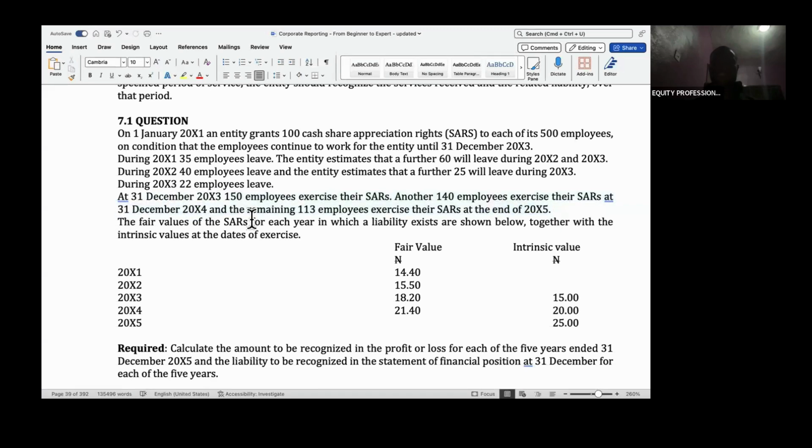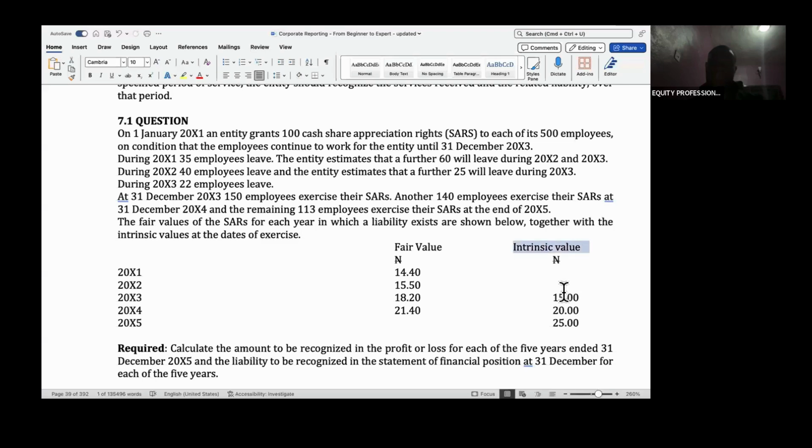We are told the fair value of the share acquisition right for each year in which the liability exists, as shown below, together with the intrinsic value at the date of the exercise. So they give us the fair value of those rights. And you see, this fair value at each year end of those rights, this is how we measure cash settled. They are measured based on the fair value of the right at each year end. And I told you that that is a point of difference between cash settled and equity settled. For equity settled, it is measured at the fair value of the options at the grant date. But this is measured at the fair value of the right at each year end.